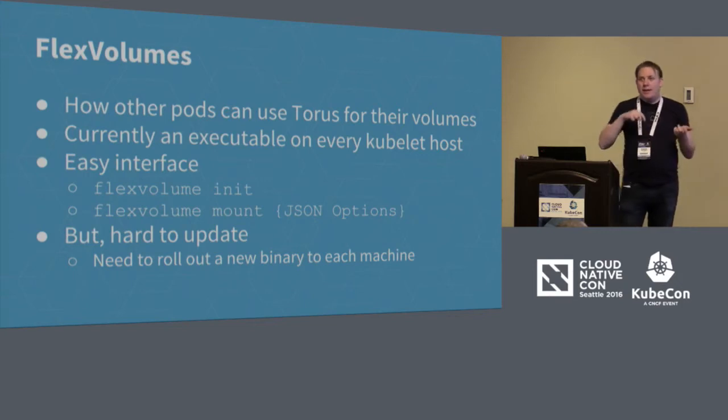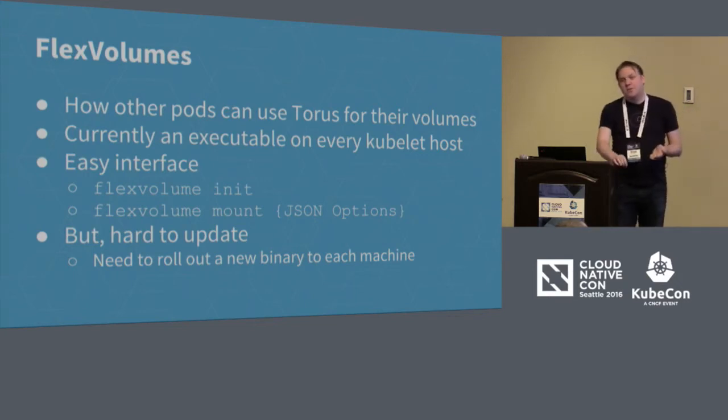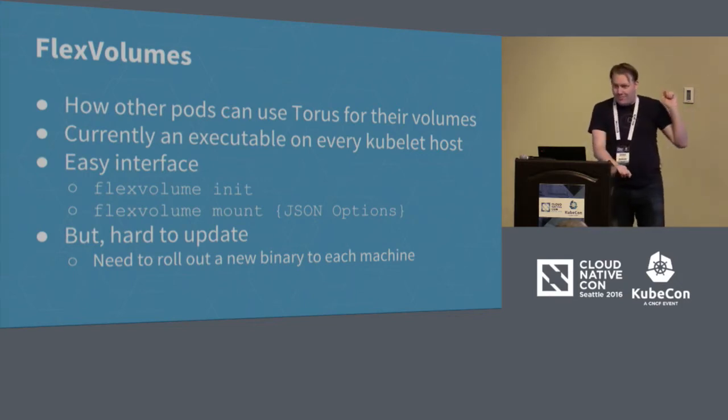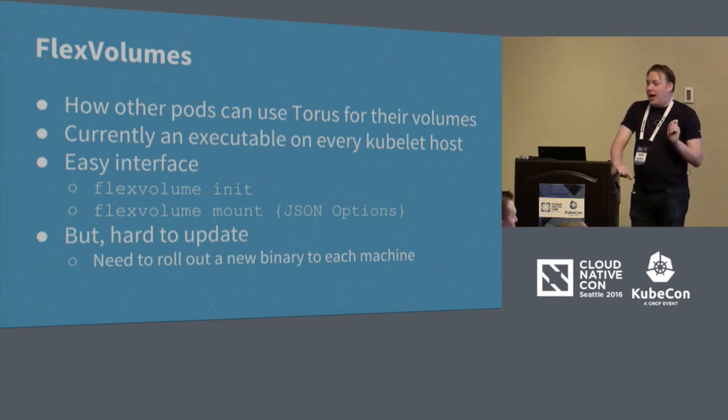How did it actually connect to these things? Well, through FlexVolumes, which I'll get back to in a second. If you haven't used a FlexVolume before, it's how other pods can use Taurus or any other arbitrary binary for volumes. It's just right now an exec interface, which means that the kubelet shells out, runs your FlexVolume binary mount with some options. It does nothing special other than exec with the appropriate interface.